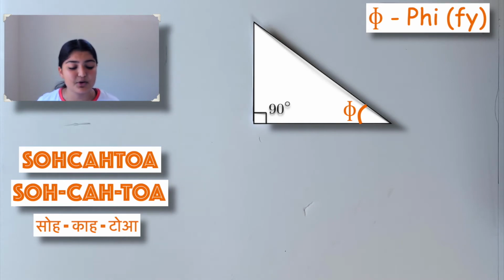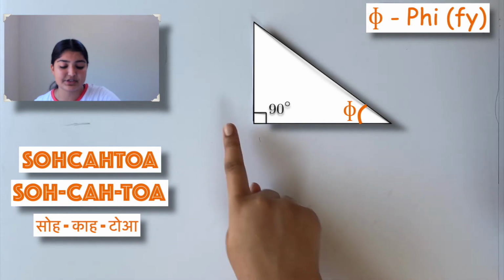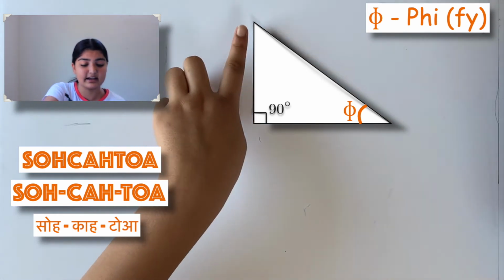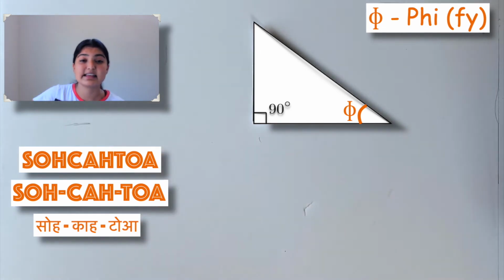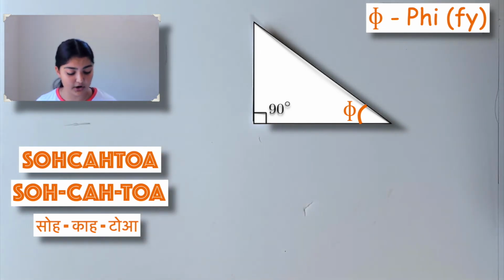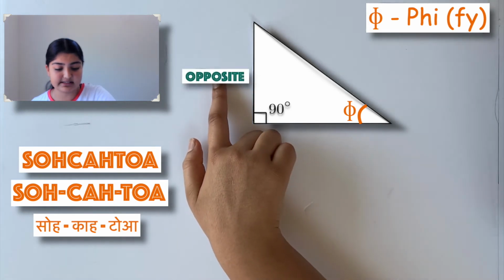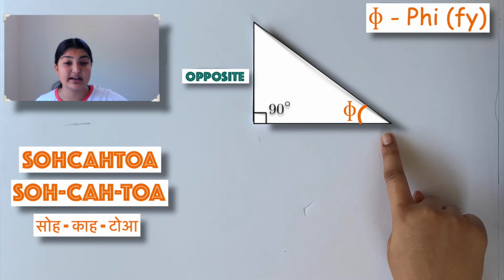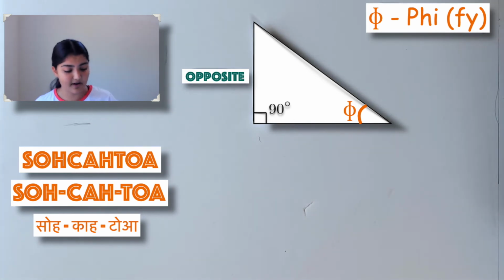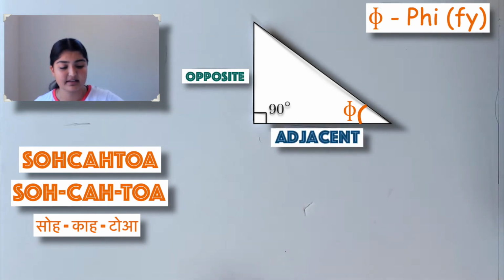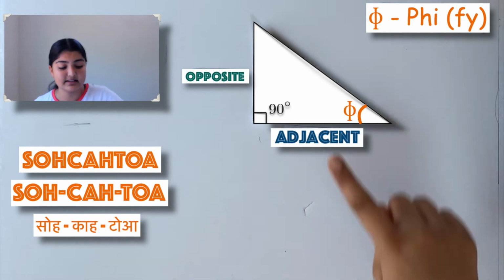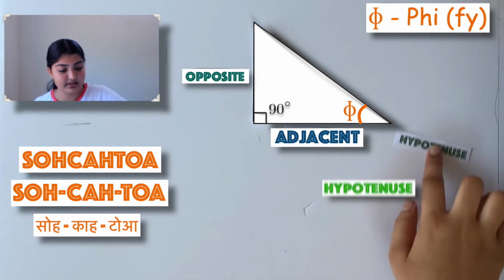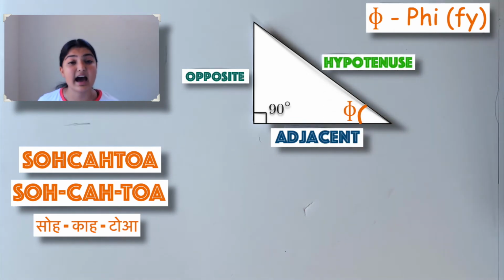Now let's label each of these 3 sides. Well, the side opposite to angle phi is called the opposite. The side next to angle phi is called the adjacent. And finally, this last side is called the hypotenuse.